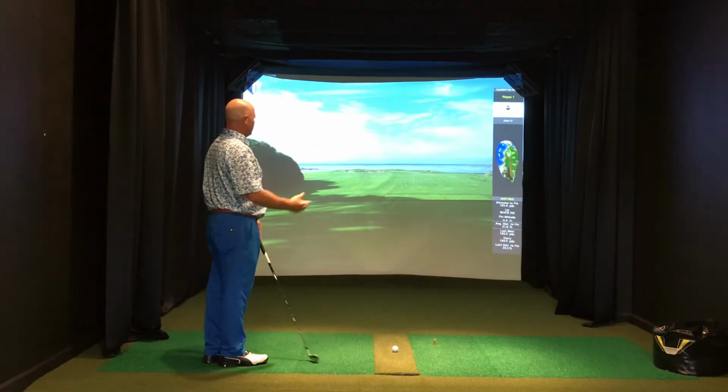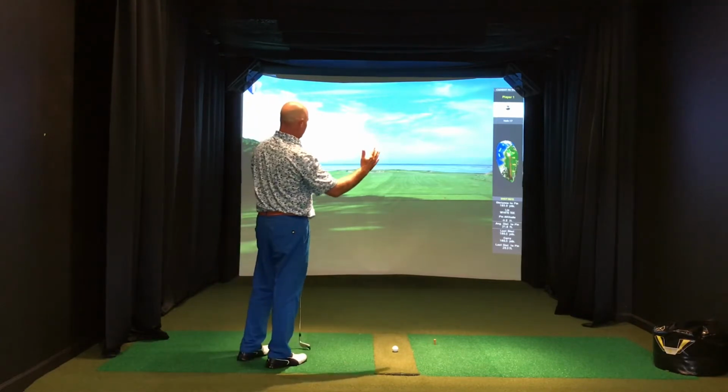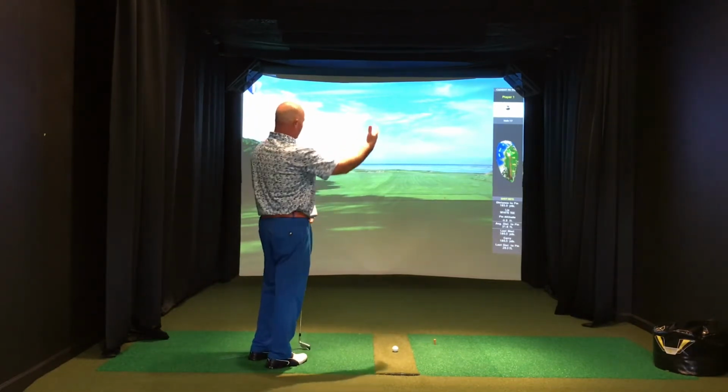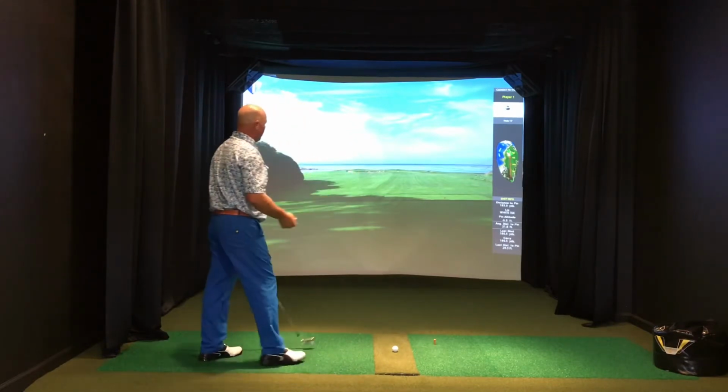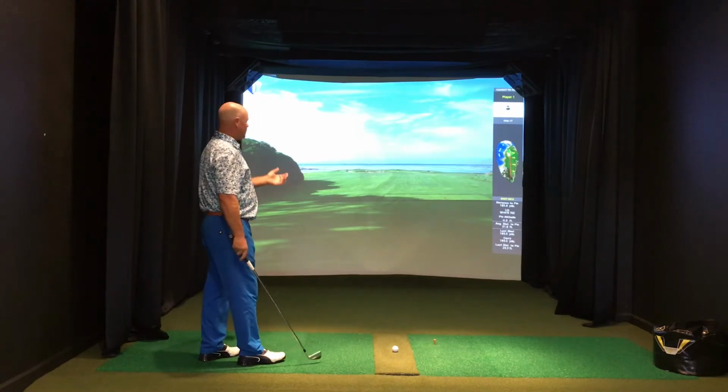Now, of course, in this situation, what's the safe play? The safe play is actually playing a draw into that flag like I did earlier, because I got more room to work with over there. Or, if I'm going to play a fade, if anything, making sure I overcut it, so I end up just right of the pin.